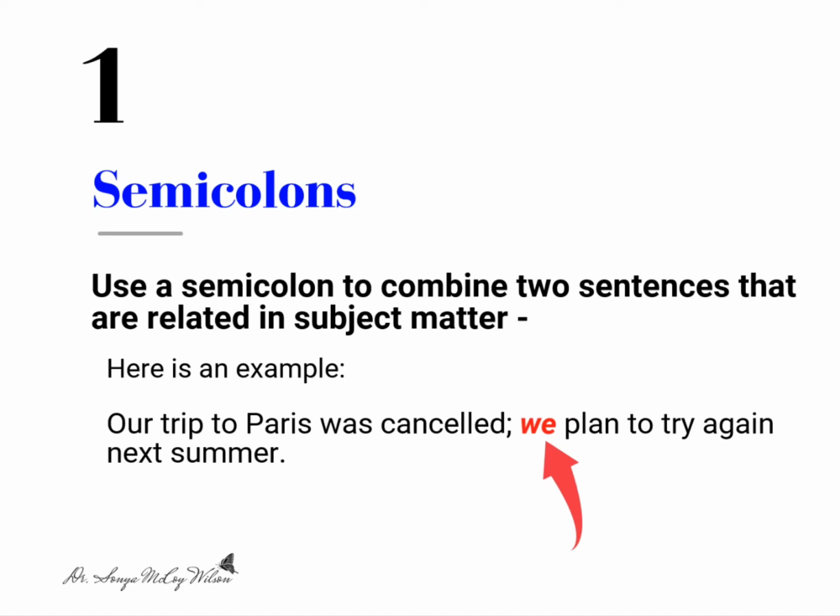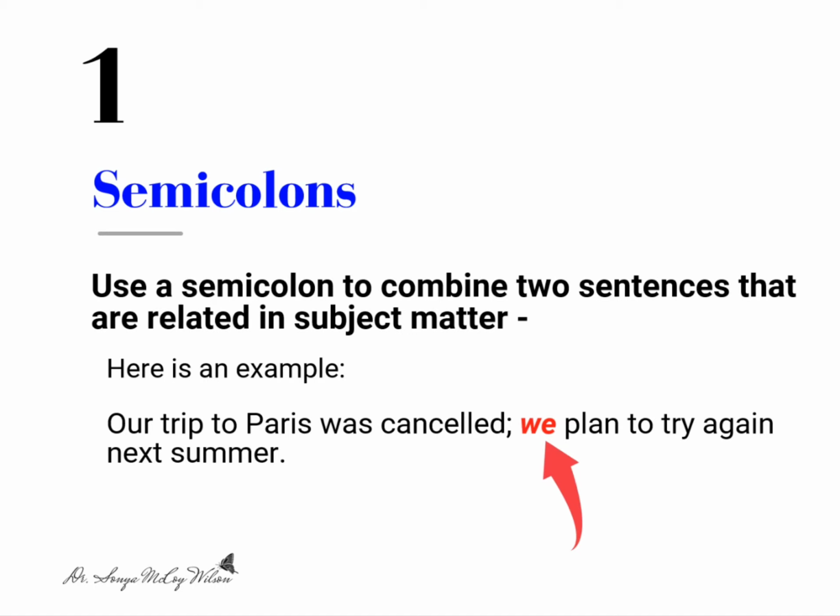So here's an example. Our trip to Paris was canceled; we plan to try again next summer. And notice right after the semicolon is a word that begins with a lowercase letter instead of starting a new sentence with a word that begins with a capital letter.